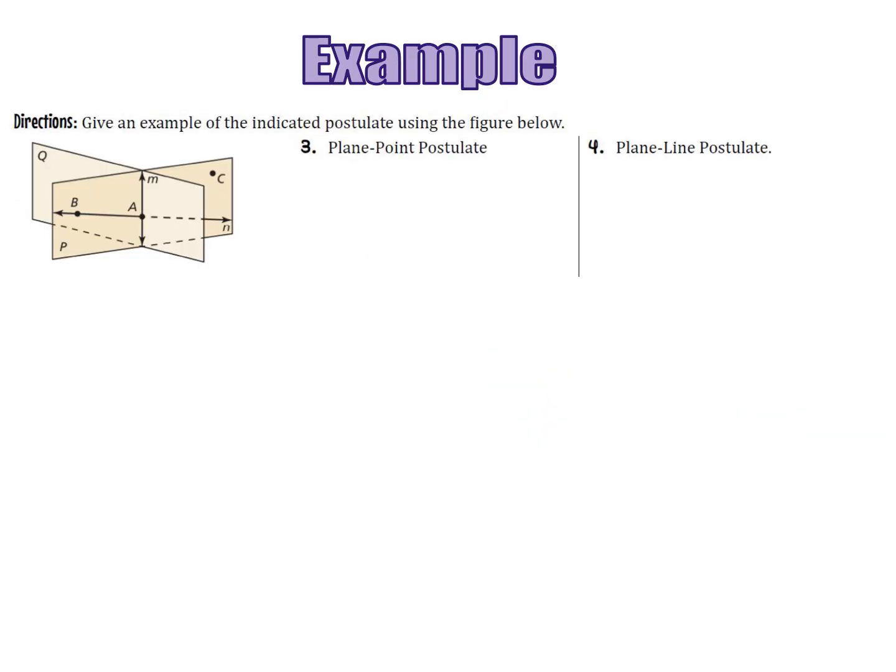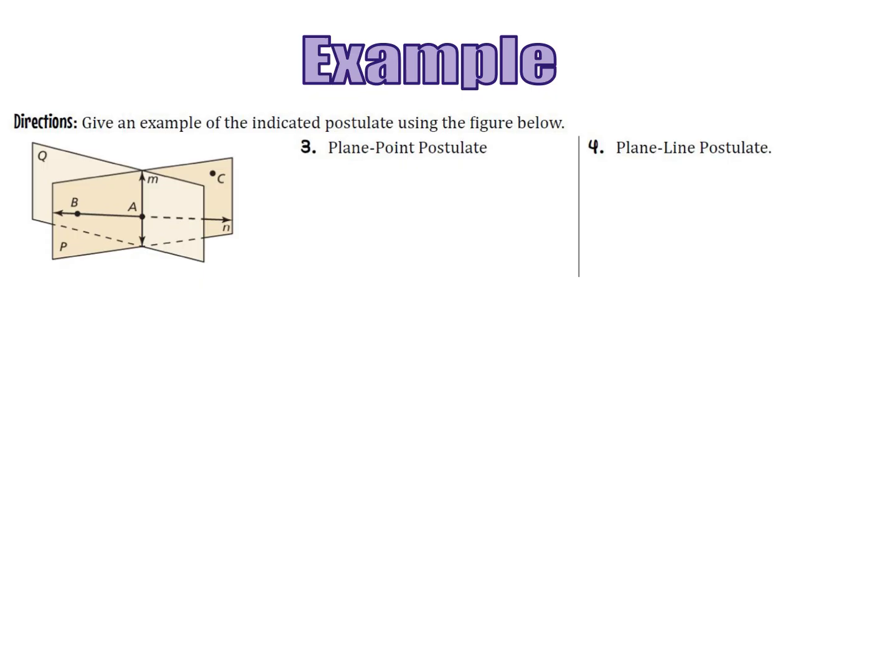Okay, now we're going to look at a visual, and from that visual, we're going to identify key components using two of these postulates. So here we have two planes, they are crossing. There are some points and lines happening. Number 3 is asking us to use the point plane postulate. So if you look up at your notes, the point plane postulate says a plane contains at least 3 non-collinear points. So let's look at a plane.